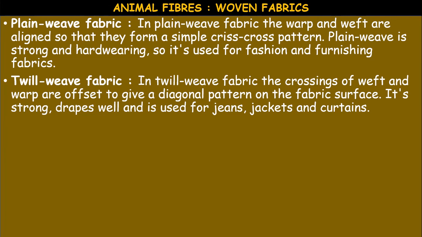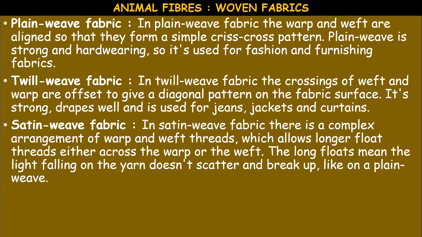Another one is twill weave fabric. In twill weave fabric, the crossings of weft and warp are offset to give a diagonal pattern on the fabric surface. It's strong, drapes well, and is used for jeans, jackets and curtains.